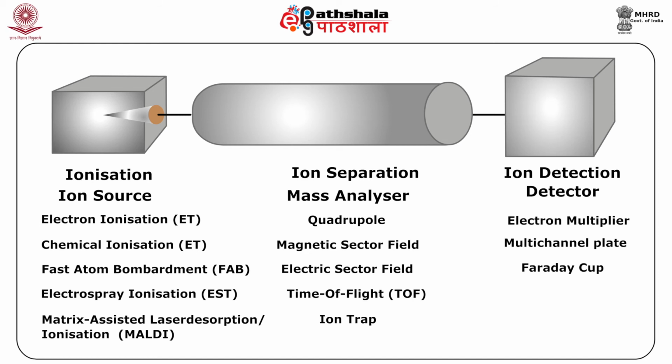And in case of ion separation, there can be quadrupole, magnetic sector field, electrical sector field, time of flight, ion trap, etc. In case of ion detection, there can be electron multiplier, multi-channel plate and a Faraday cup which are used. Now, a combination of these is used for creating different mass instruments depending on the utility of the user who is conducting the experiment to find out the mass of the unknown or known organic compounds.